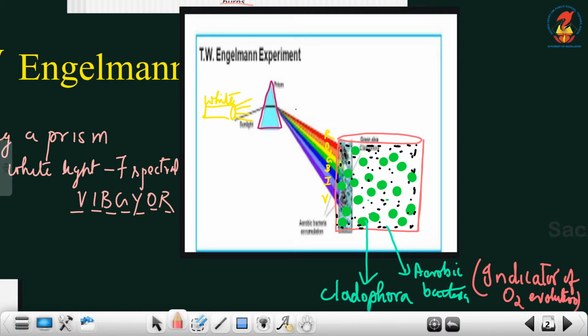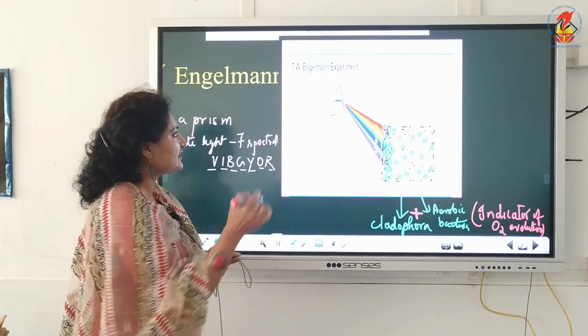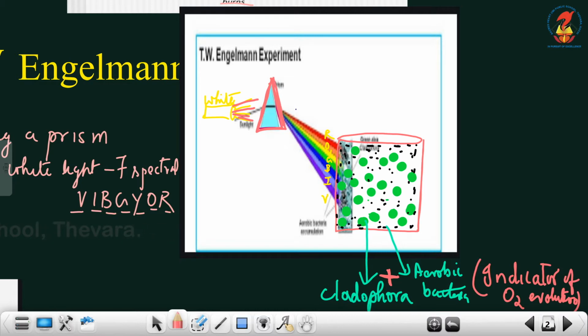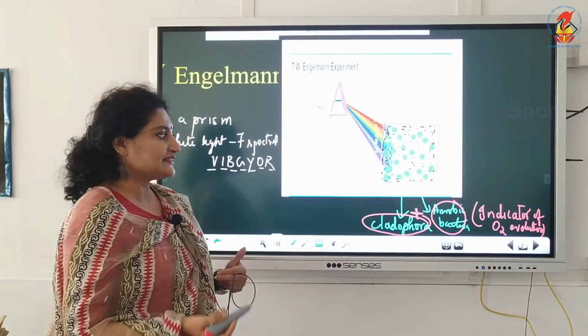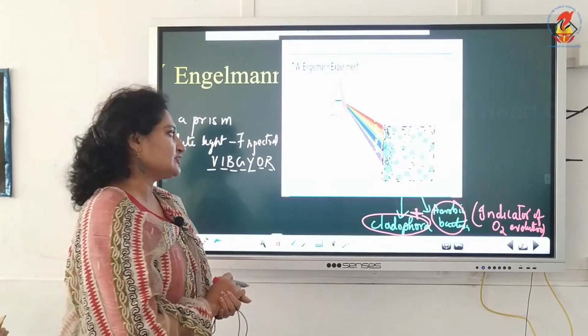So, once again the experimental setup: a prism was used to split light into its 7 spectral colors, and this was made to illuminate a suspension of Cladophora with aerobic bacteria. Clear? Did you understand the experimental setup? Once again I am reiterating, with the help of a prism, white light was split into its 7 spectral colors, VIBGYOR, and this was made to illuminate a suspension of Cladophora and aerobic bacteria. The purpose of aerobic bacteria was to identify or detect the points where oxygen was evolved.